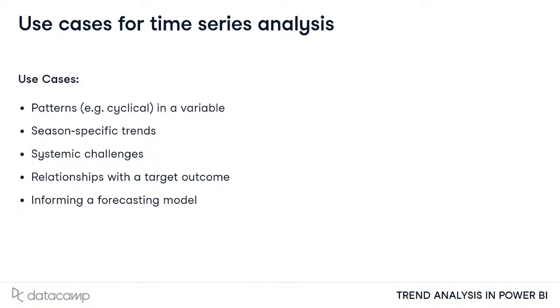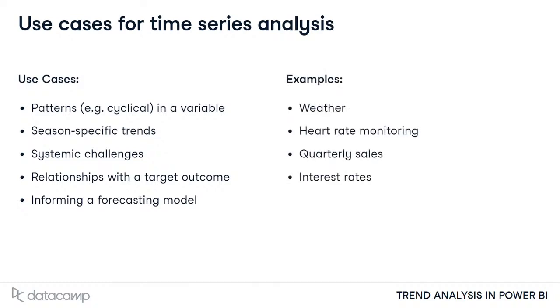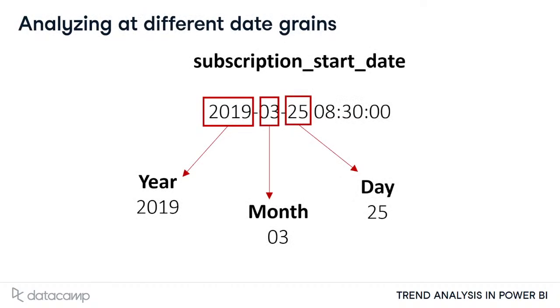Generally, the use cases for this are to better understand underlying patterns, for example, cyclical seasonal trends, systemic challenges, uncovering relationships between time and a target outcome, and informing a forecasting model. Some specific examples include deciphering weather patterns, monitoring heart rate, evaluating quarterly sales, or interest rates. One of the fantastic things about time-based variables is how easy they can be transformed. It is a muse for creative analytics, as time can be mutated into different grains and perspectives.